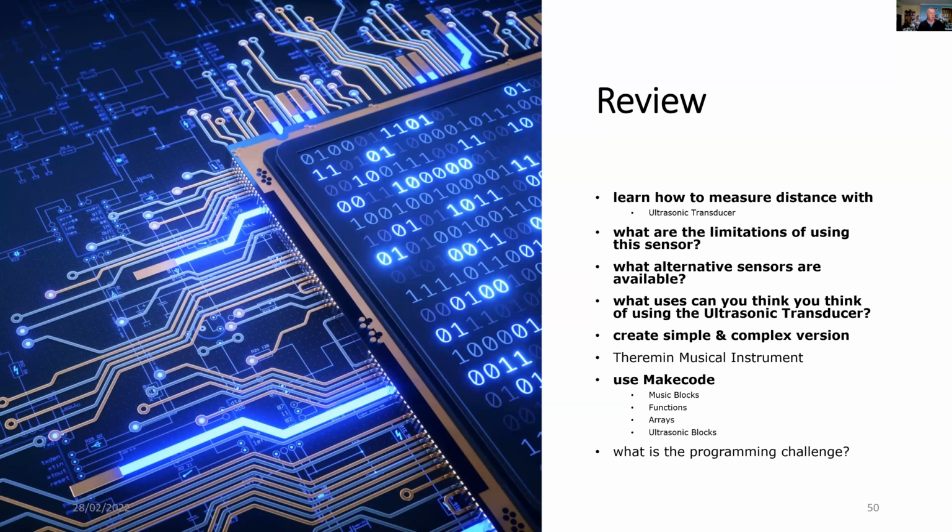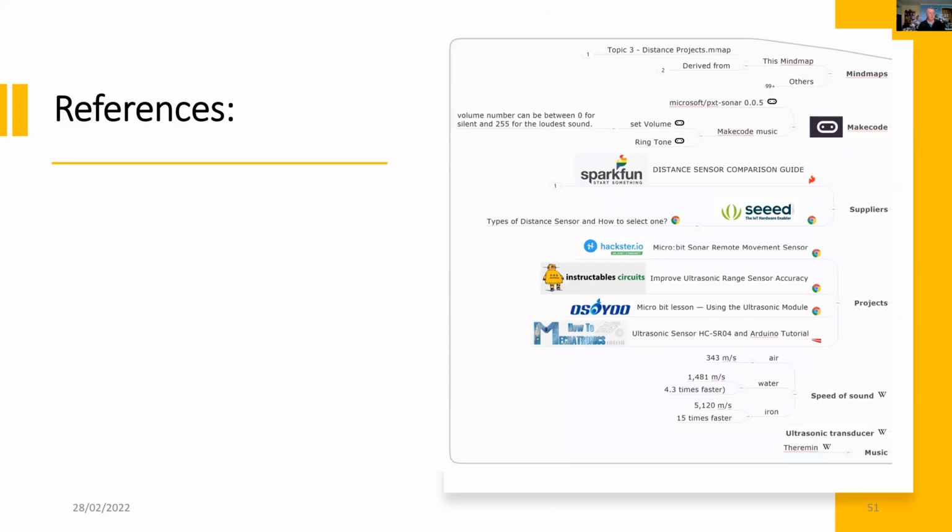And a good one to try would be the theremin musical instrument. And we've used some extra blocks on our MakeCode. We've used the music block, the function, the logic blocks, and the extensions for the Grove and the neopixel array. And here are some of the references if you want to follow up. You've got plenty on MakeCode and microbit, and you can follow some of the suggestions that are made there.